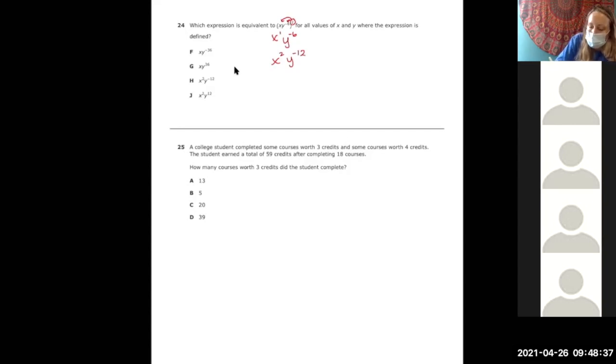And then if you guys remember, negative exponents have to flip sides. So this becomes x squared over y to the 12th, which is, oh, they didn't even want us to do that. It was H. Normally they don't have negative exponents in the answers. So another weird one from the STAAR test.